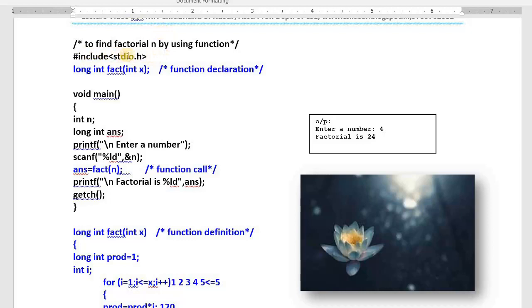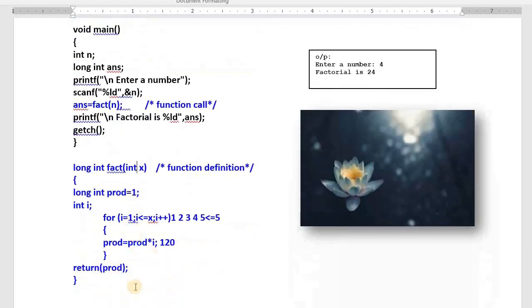See here. Hash include stdio.h. I am writing my own function called fact. It takes an integer. It gives one value of the type long integer. Just int n. Okay. Long integer answer. Enter n. Whatever I enter, that will be stored in n. Fact come here. Take the 5. 5 will be transmitted to x. It calculates the factorial of 5. It gives the value back. That will be stored in the answer.